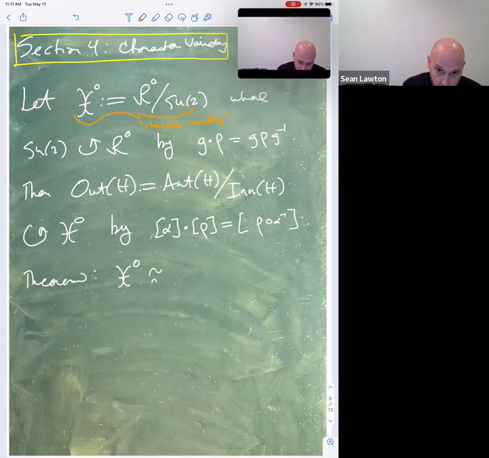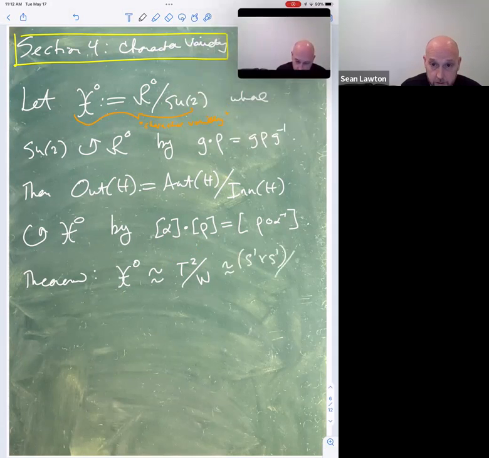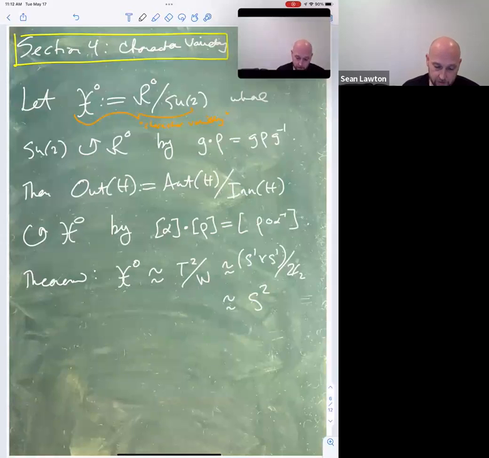So the character variety is homeomorphic to T2 mod the Weil group. Just to recall here, this is S1 cross S1, and the Weil group here is just C mod 2. Actually, let me just write it out without annotation: S1 cross S1 mod Z mod 2. And you can show that this is actually a two-sphere.